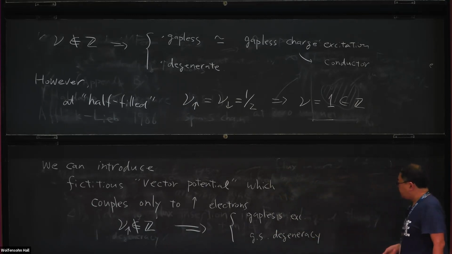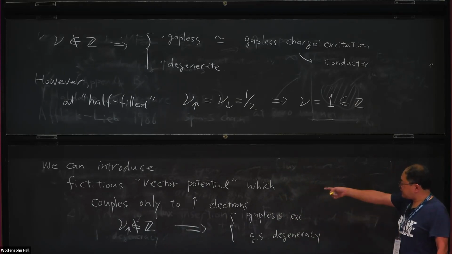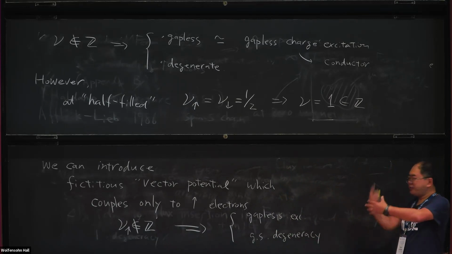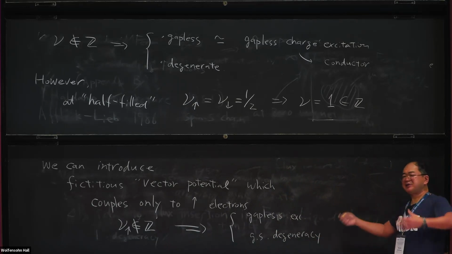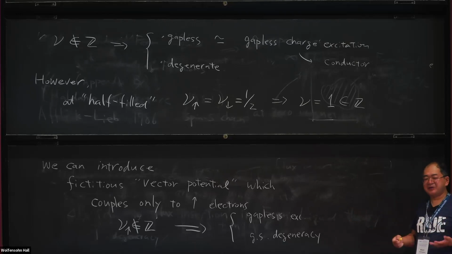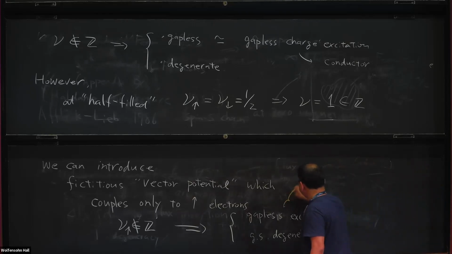But in this case, the nature of the gapless excitation I cannot tell, because this vector potential couples only to upspin electrons, which means that by doing this flux insertion you may be creating a charge excitation or spin excitation or both mixed, and you don't know in general. This can be charge excitation or spin excitation, or both.